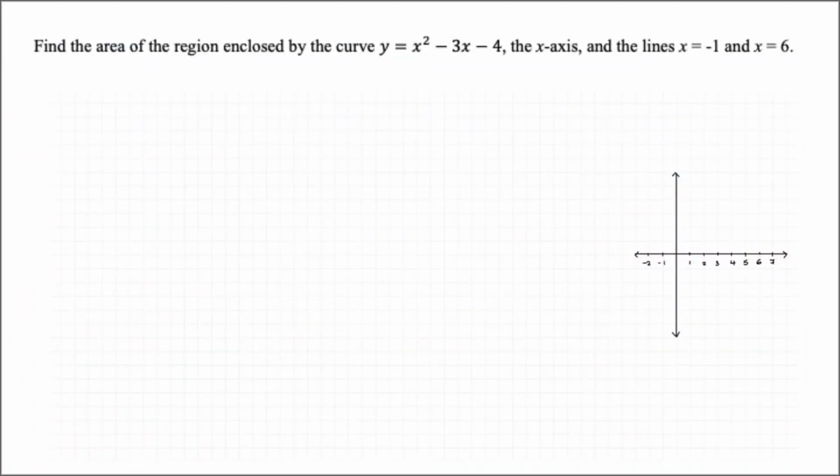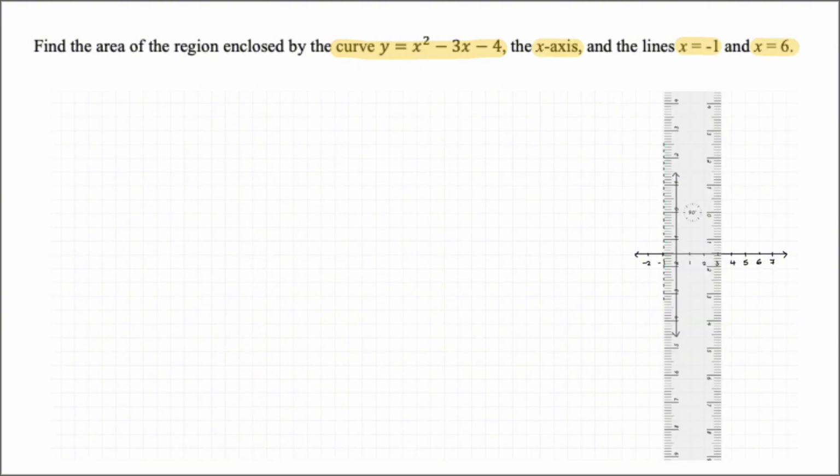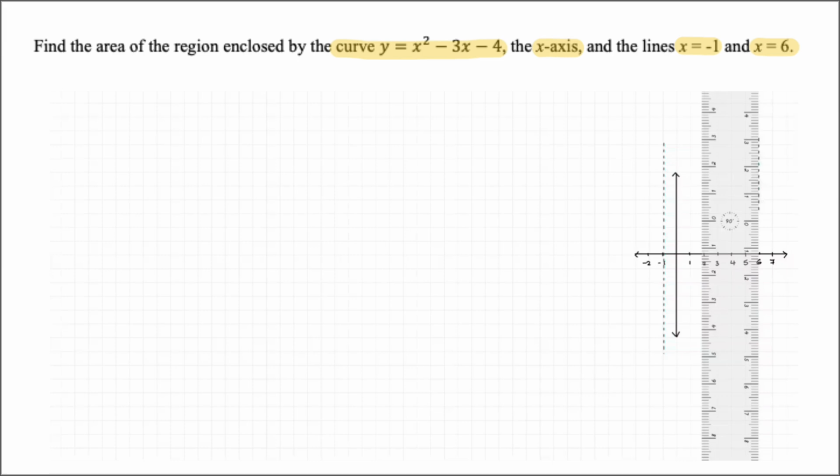Hello everyone. Today we are solving a classic calculus problem where we need to find the area enclosed by a curve and the x-axis. We have the curve y equals x squared minus 3x minus 4, bounded by the x-axis and the vertical lines x equals -1 and x equals 6.